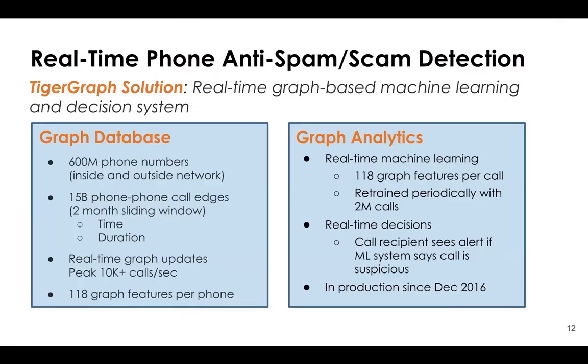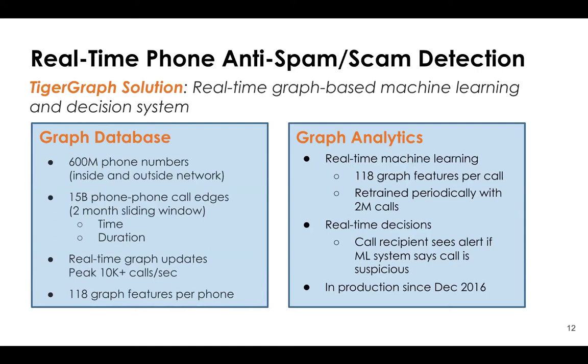So TigerGraph's real-time phone anti-fraud detection uses our graph-based machine learning and decision system. And we are a hybrid OLAP and OLTP solution. So we're really a hybrid transactional and analytical processing platform.